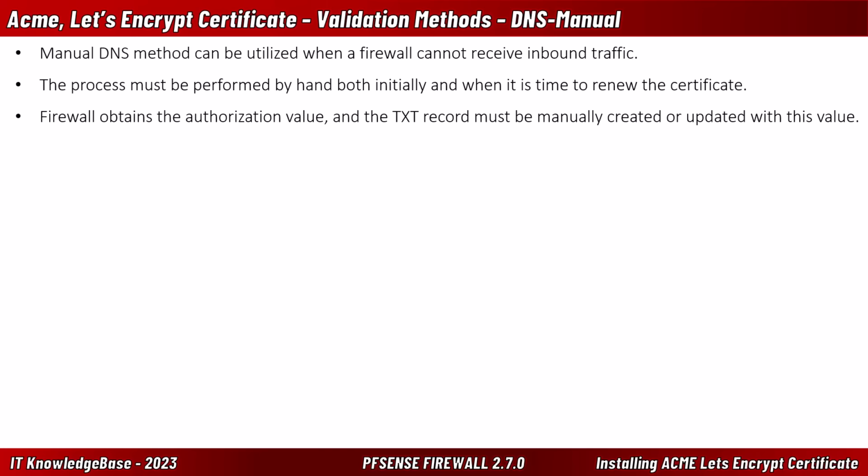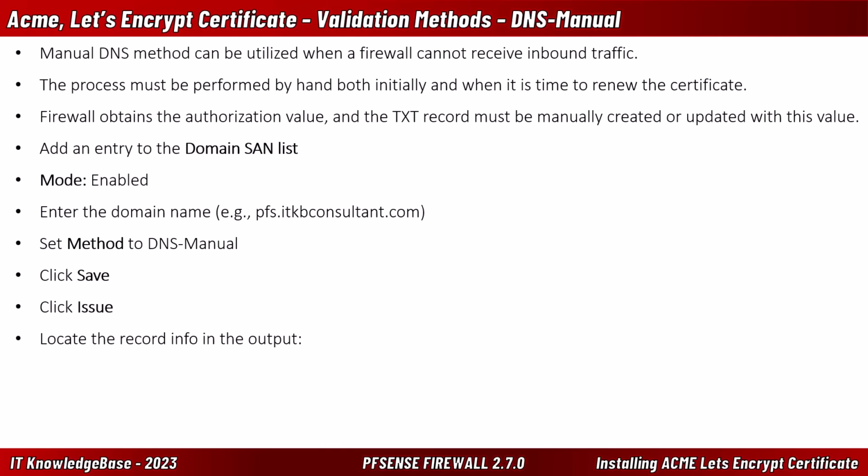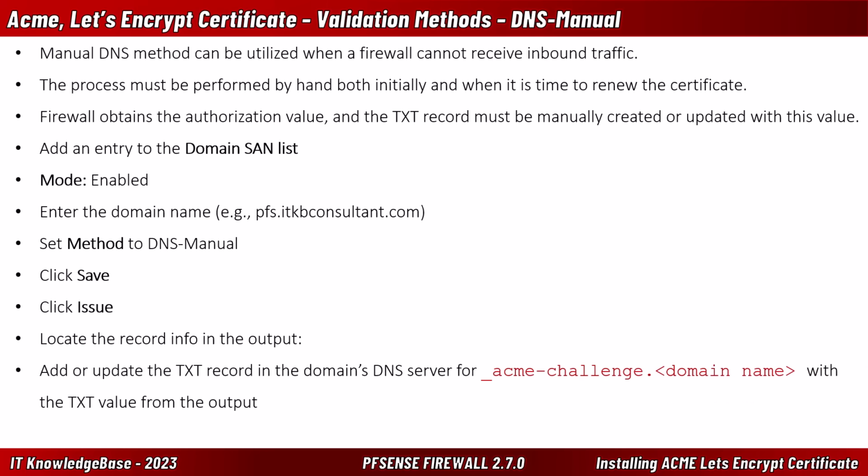To use this method, add an entry to the domain SAN list. Mode set to enabled. Enter the domain name, for example, pfs.itkbconsultant.com. Set method to DNS manual. Click Save. Click Issue. Locate the record info in the output. Add or update the TXT record in the domain's DNS server for acmechallenge.domain.com with the TXT value from the output. Wait approximately 2 minutes or longer for DNS to propagate and click Renew, and that's all we have to do to generate a certificate with DNS manual.